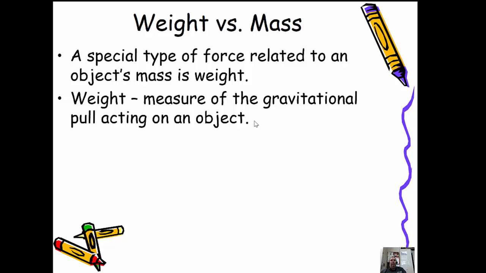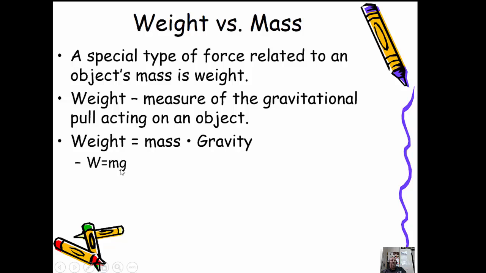The amount of particles in an object will not change whether it be on Earth, on the moon, or on Jupiter. But weight will change because gravity is different on the Earth, on the Moon, and on Jupiter. What is the equation for weight? Weight is going to be equal to mass times gravity.